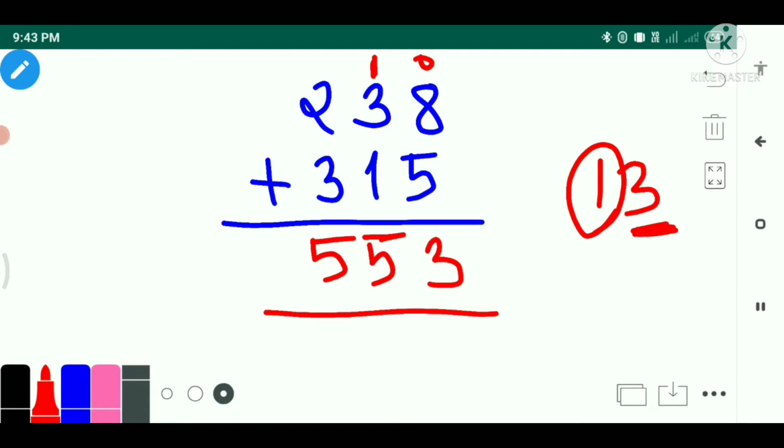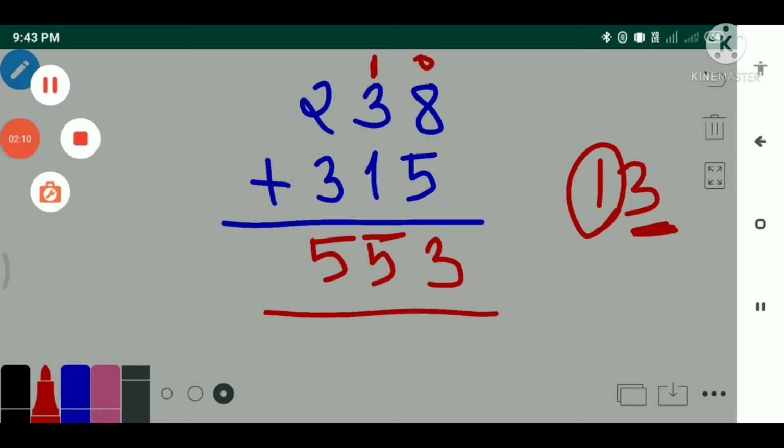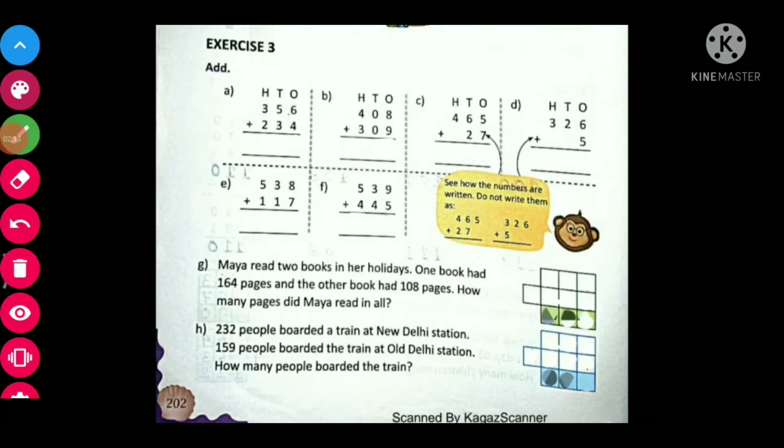Now we'll do some questions that are given in your book. My dear students, now open page number 202, see exercise 3. So here we need to add these numbers. See the ones place value, see the first one. So 6 and 4 is there. So 6 plus 4, it will be how much? 10, right? So we'll put this 0 here and we'll give this 1 to the tens place.